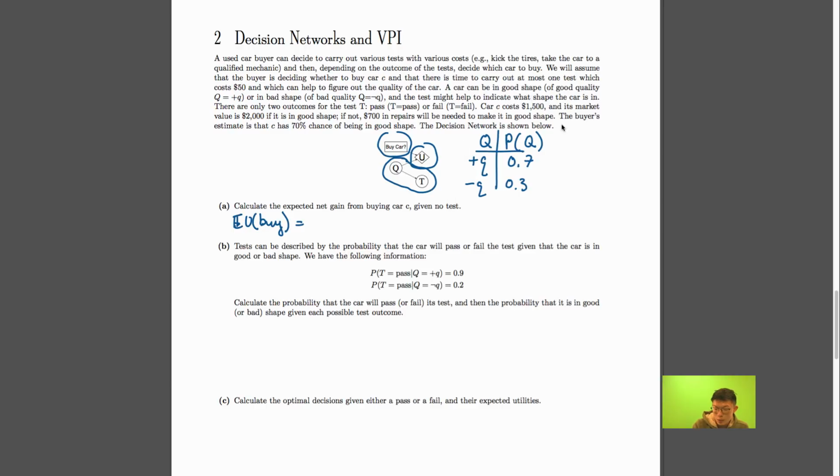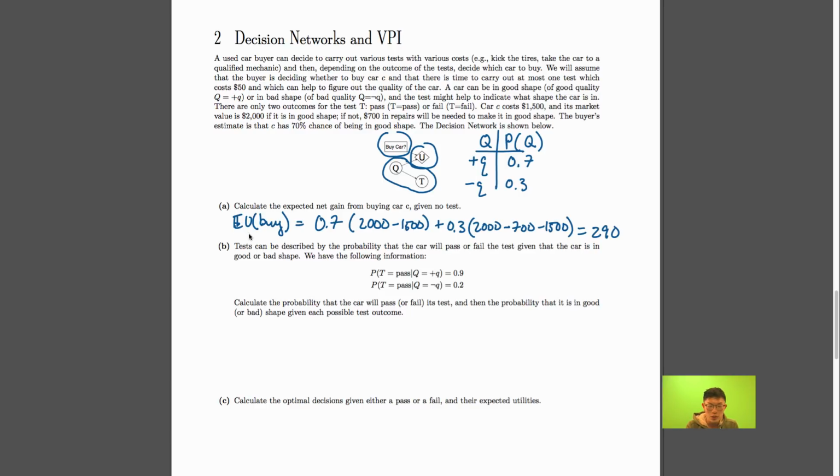What we do know is that we have this prior probability over what we think the quality of the car is. So with 70% chance, the quality of the car is good. If the quality of the car is good, then the utility we gain by buying the car is $2,000 minus the amount we paid, which is $1,500. And if the car is bad, then we get a utility of $2,000 minus $700 that we paid for the repairs minus $1,500 that we bought the car for. And in total, this comes out to 290. So our expected utility of buying the car is 290.